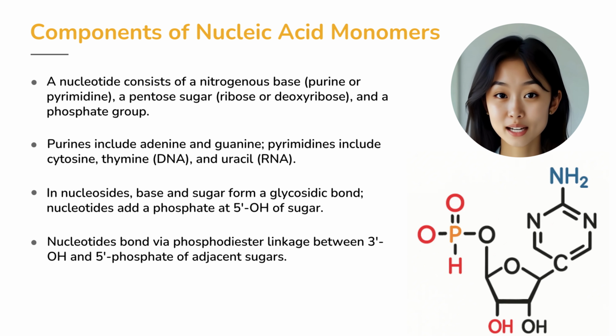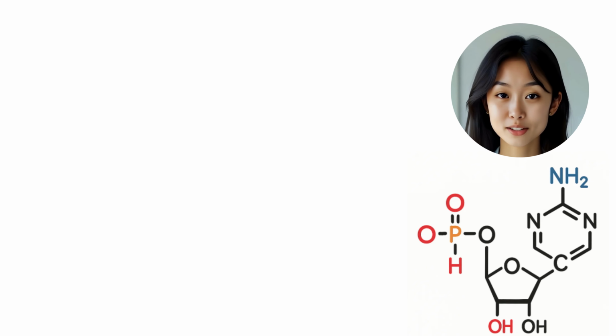In a nucleoside, the base and sugar link through a special glycosidic bond. Think of it as a handshake between the base and the sugar. Add a phosphate group to the sugar's 5' hydroxyl group, and voila, you get a nucleotide. Now, imagine these nucleotides hooking together like a chain, forming phosphodiester bonds. The 3' hydroxyl of one sugar connects to the 5' phosphate of the next.